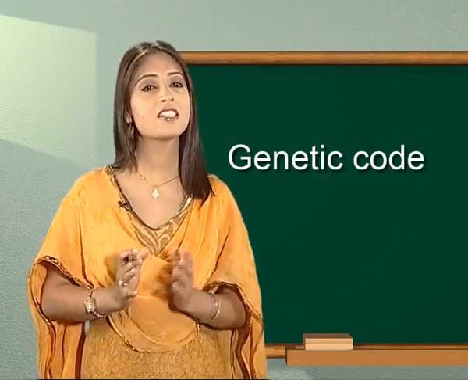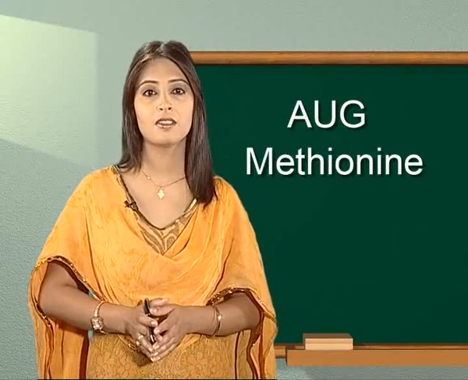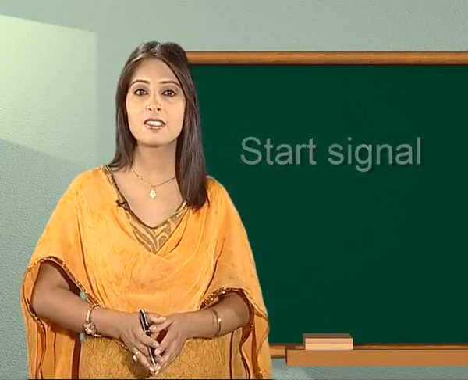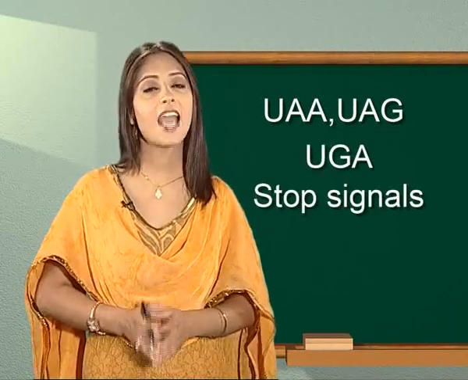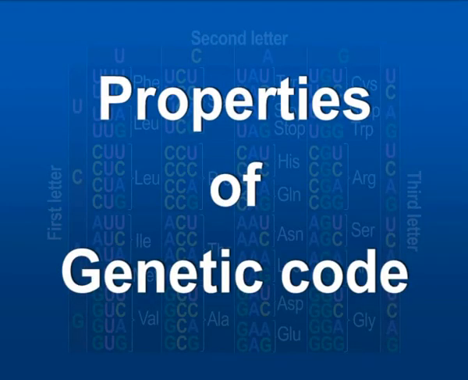Let me now describe the various properties of genetic code. All codons consist of 3 nucleotides. The code is degenerate. Out of 64 codons, 61 codons code for specific amino acids. One of the codons, AUG, codes for methionine and may also act as a start signal. The 3 codons UAA, UAG and UGA are stop signals. Let us see and understand the properties of genetic code.